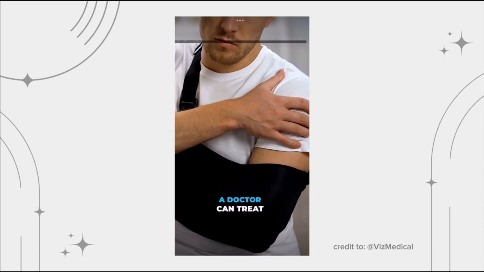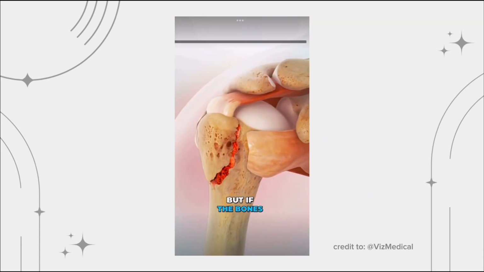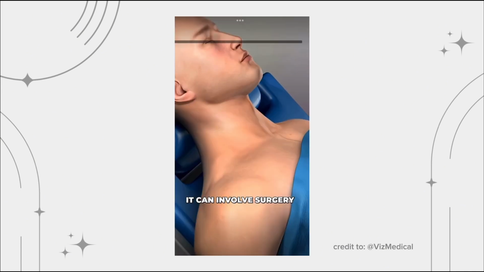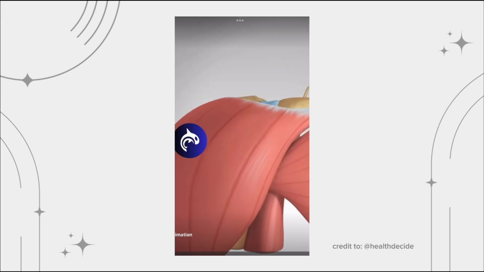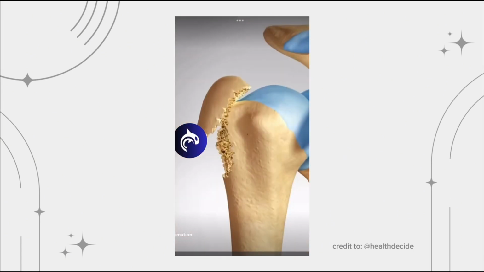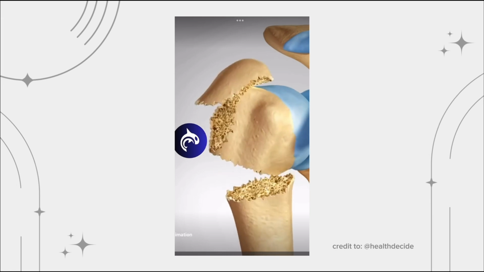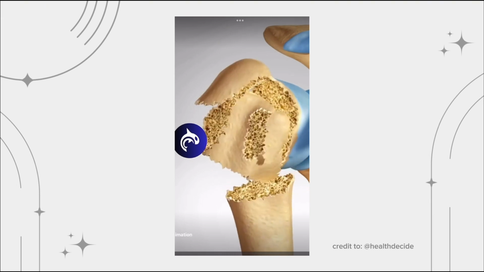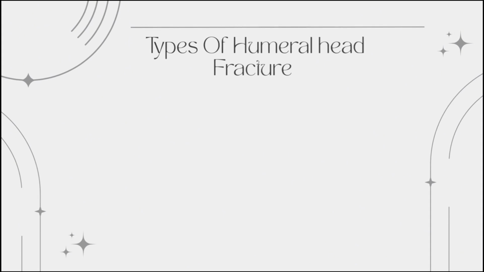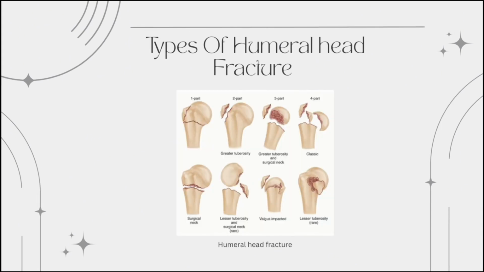A doctor can treat it by putting your arm in a sling. But if the bones are out of place, it can involve surgery. Here are the types of humeral head fracture.